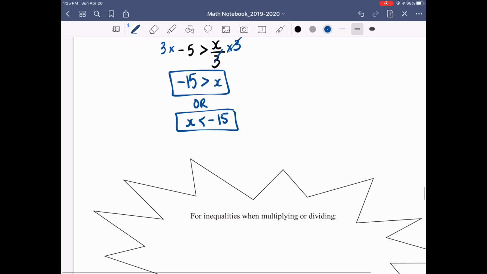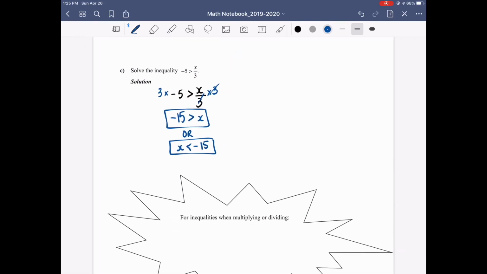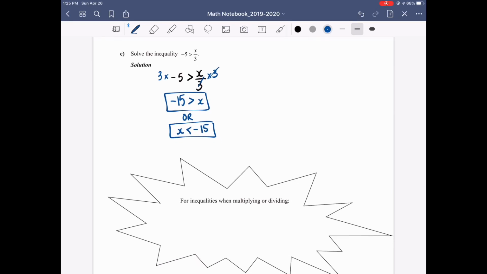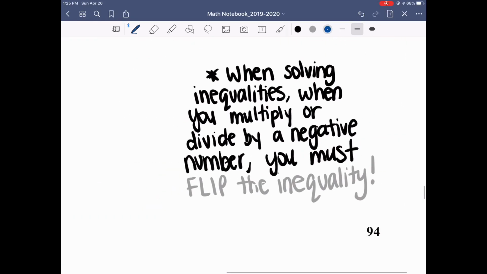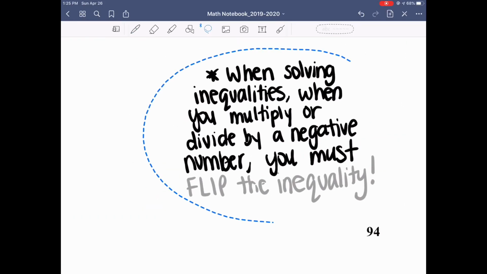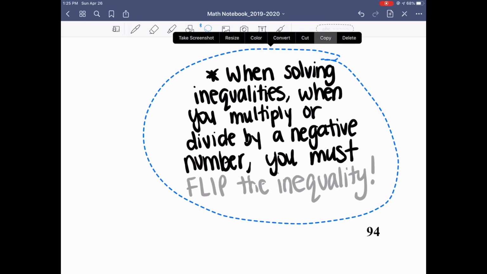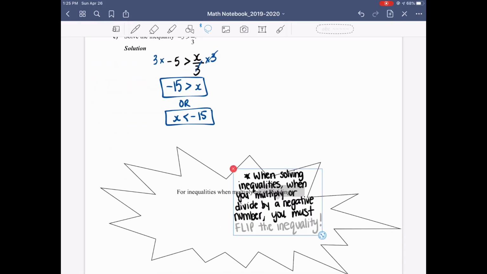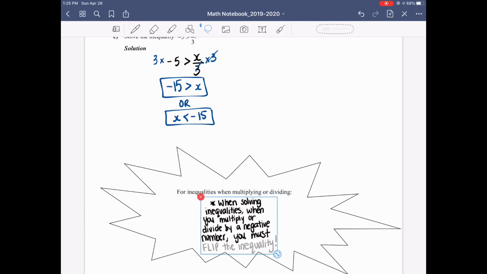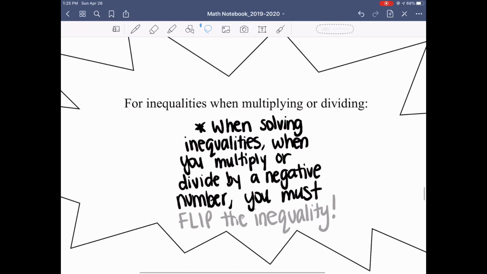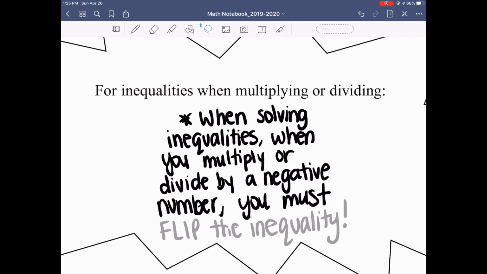So one thing we need to make a note of, it's here in this box down here, but I actually wrote it over here. So when you are solving inequalities and you are multiplying or dividing by a negative number, and only by negative numbers, which we haven't done yet, you need to flip the inequality, okay? So when you are multiplying or dividing by a negative number to isolate the variable, you must flip the inequality. What do I mean by this?